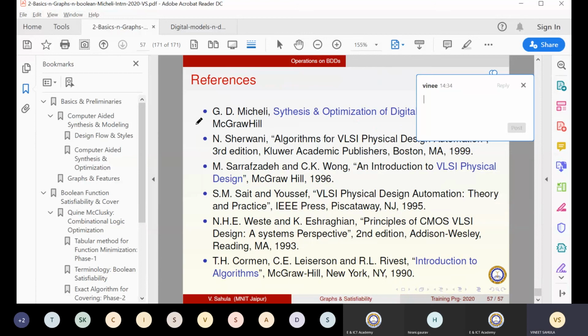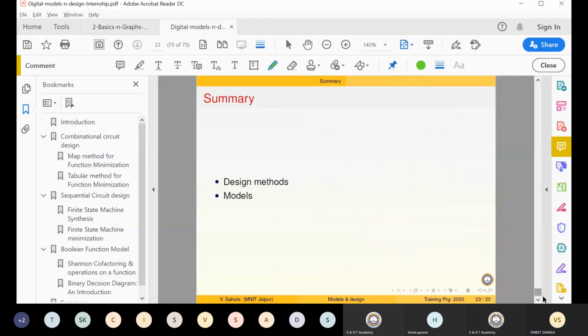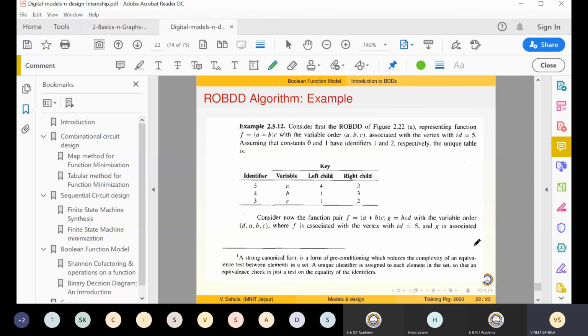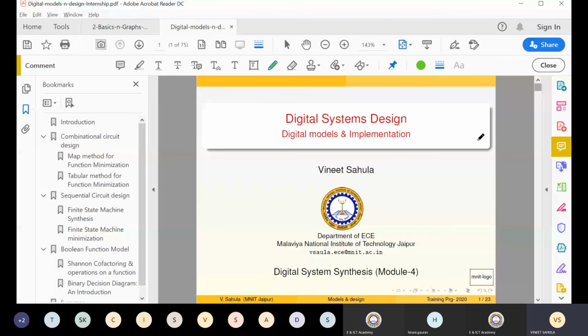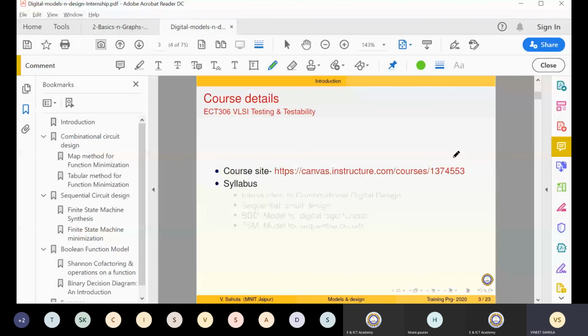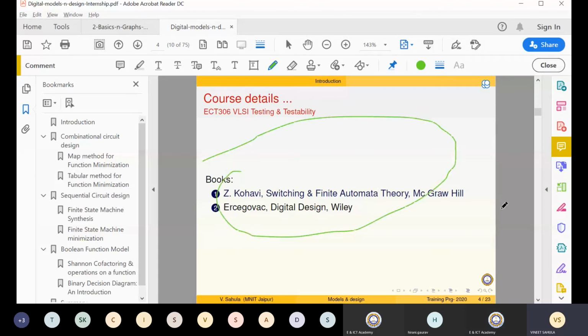Okay. So this is the book I'm using for synthesis. Kohavi is not written here. Anyway, this slide set might have it. So both are shared with you. I think at the beginning I have declared it. Yeah, it's here. Fine. So both slide sets are shared with you.